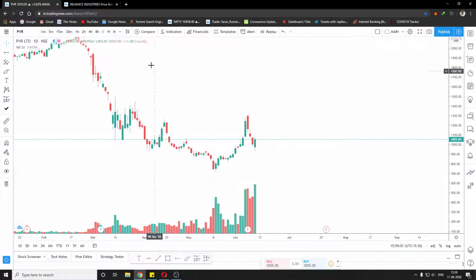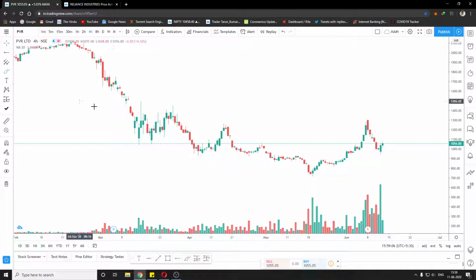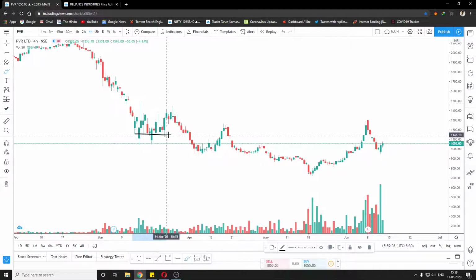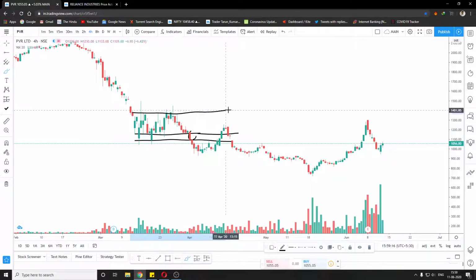Now let's go to a 4-hour time frame. In this chart we identify there is some support here or at these levels, but the market breaks down again, so there is no buying scenario. Then the resistance is here.